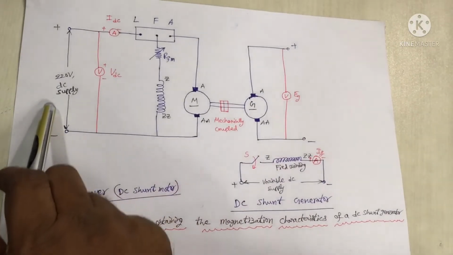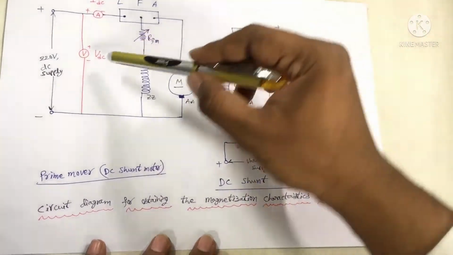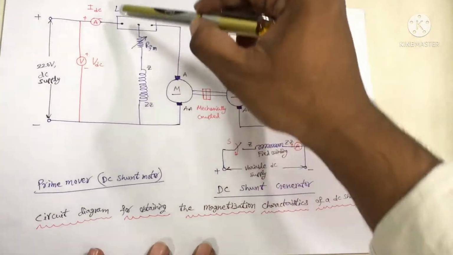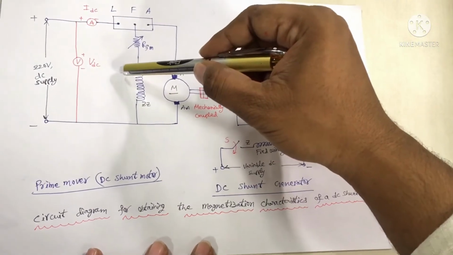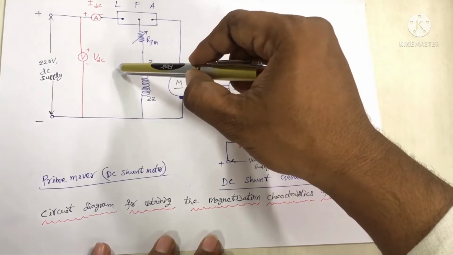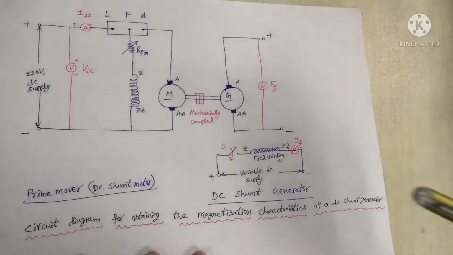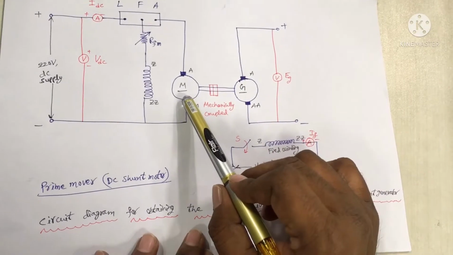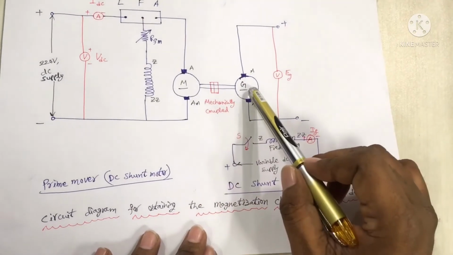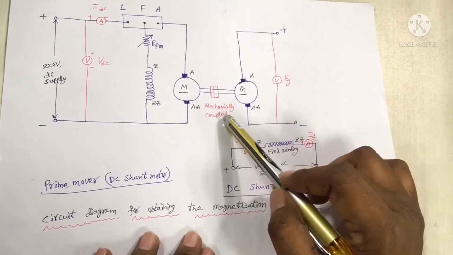Here 220 volts DC supply is given to the prime mover, and by using the DC voltmeter and DC ammeter we will measure the voltage and current to the prime mover. Here the prime mover and generator shafts are mechanically coupled.